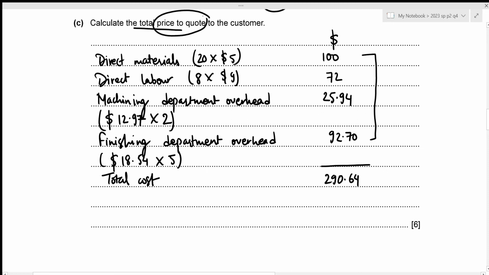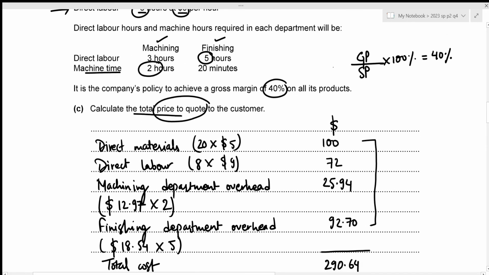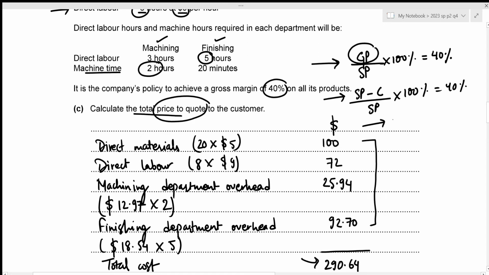And in order to figure out this selling price, we'll be utilizing this relation. And we know that gross profit is just selling price minus cost price, right? Divided by selling price times 100 is 40%. Now we need to figure out the selling price, but we already figured out our cost to be 290.64. So let's substitute that. Selling price minus 290.64 divided by selling price is 40 by 100, which you can write down as 0.40. Let's multiply this to the other side. That will be selling price minus 290.64 equals 0.4s.